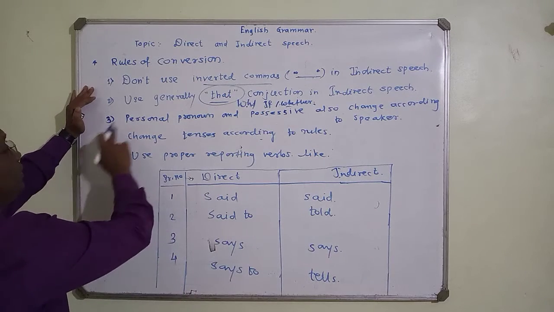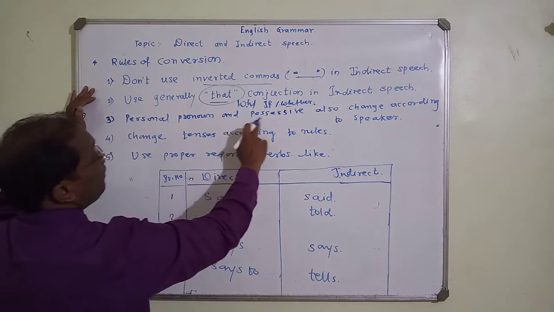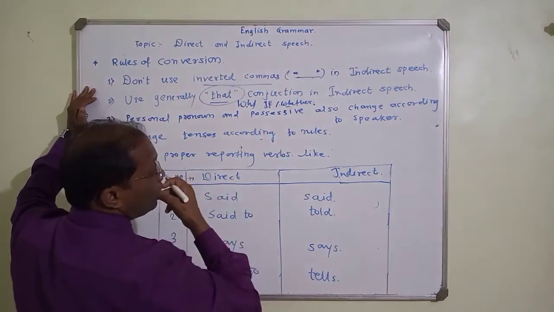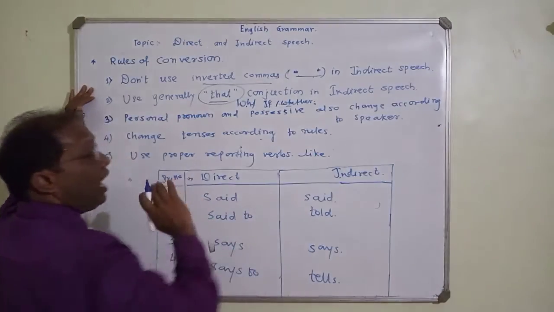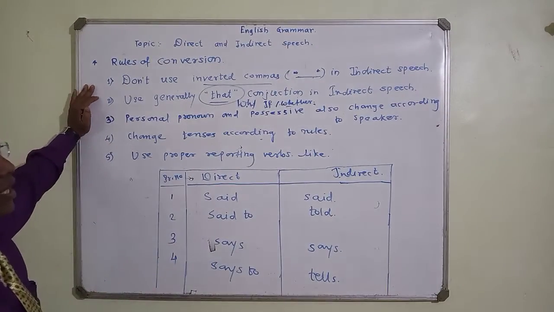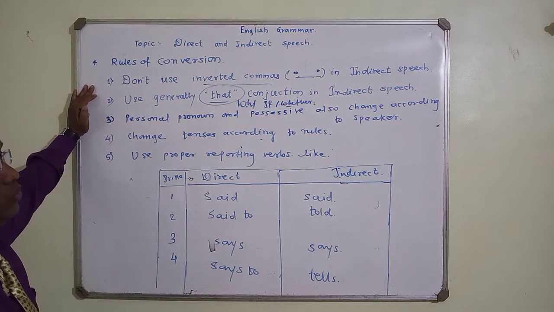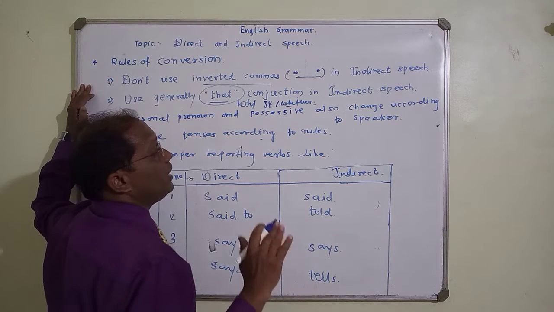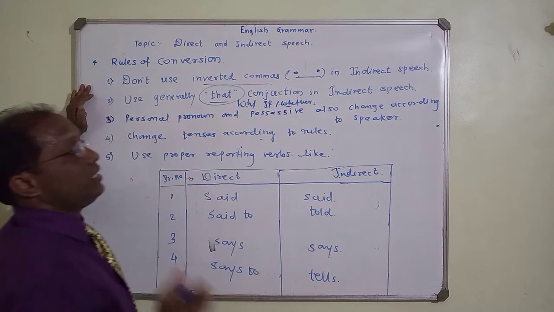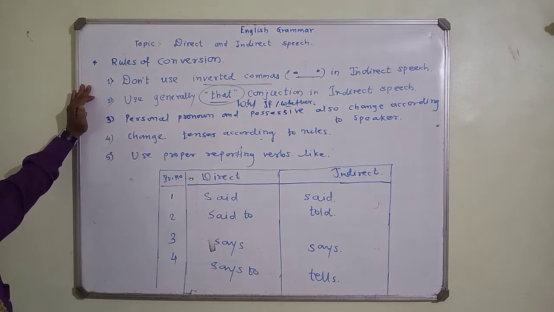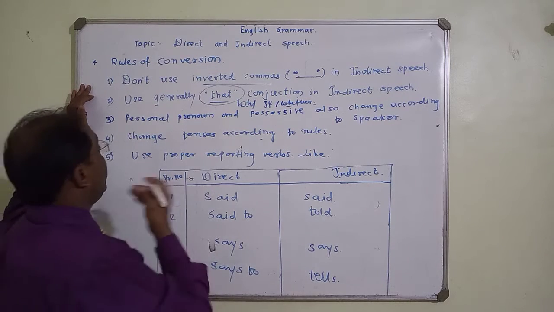Then the third rule: personal pronouns and possessives also change according to the speaker. I, we, us, your, he, him, it, she, her, its, they, them, their. These are all pronouns and possessives. They change according to the speaker.